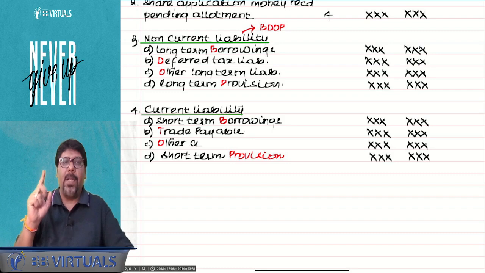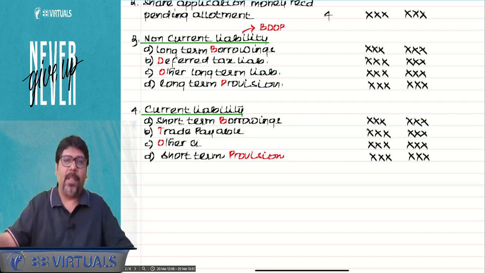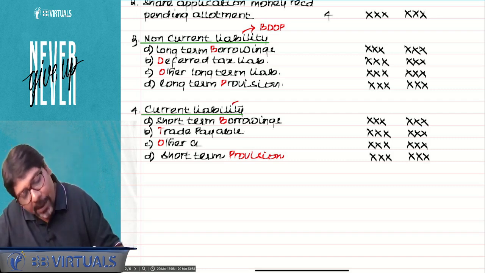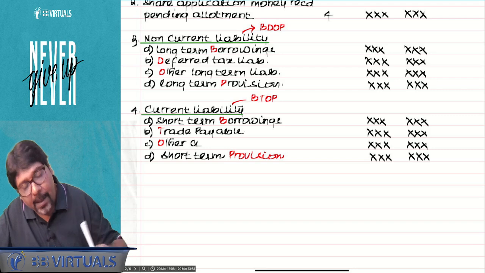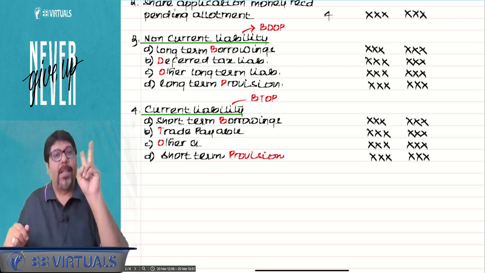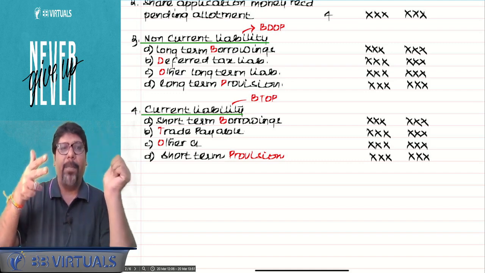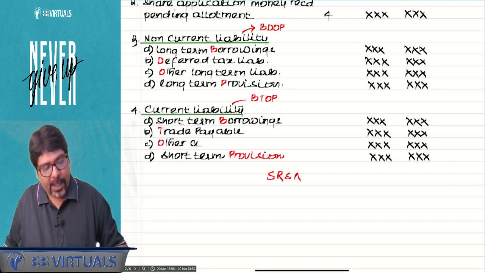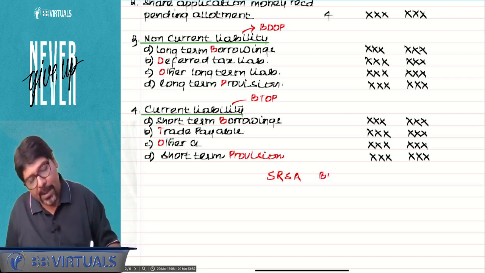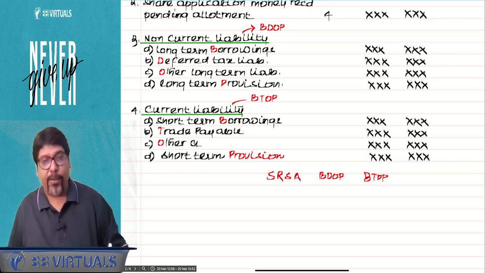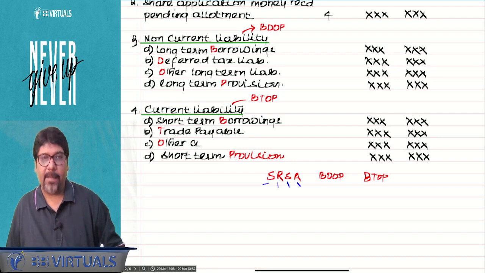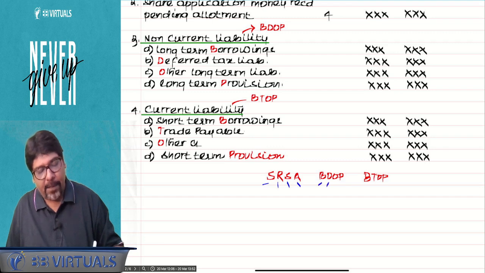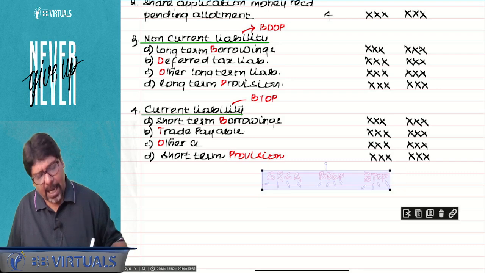Now chartered, again you see it is BTOP: borrowings, trade payables, other, provision. But this is current, therefore this will become short term. So I hope your liability side is clear. In the liability side, 444: share capital, reserves, share warrant, share application, SRSA. BDOP and BTOP. Borrowings, deferred, others, provision, all long term. Borrowings, trade payable, others, provision, all short term. Correct?